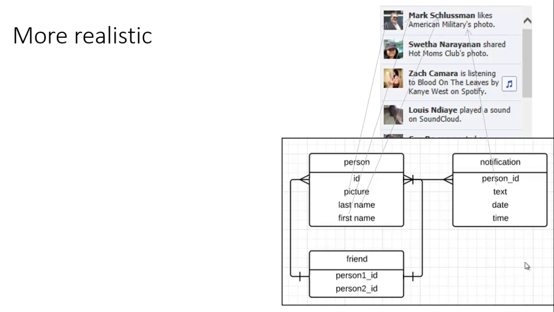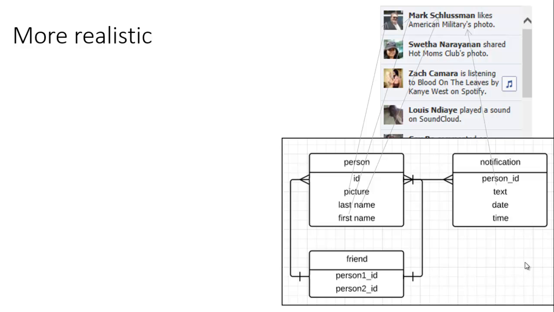And by the way, people have friends, and that's how we're going to get which notifications are going to be shown in my news feed. It's where the person is a friend of mine. Okay, so this is matching the user interface for notifications or the news feed to a more sophisticated database structure.